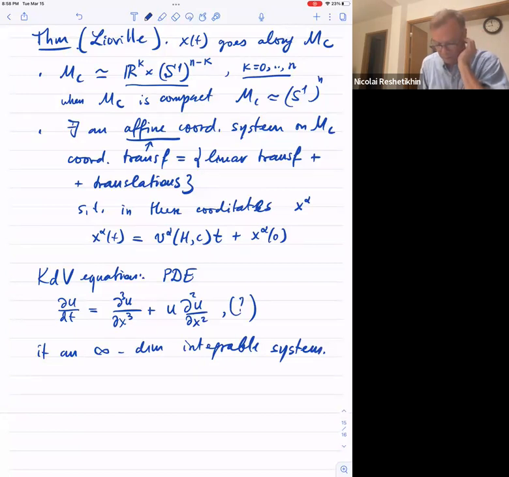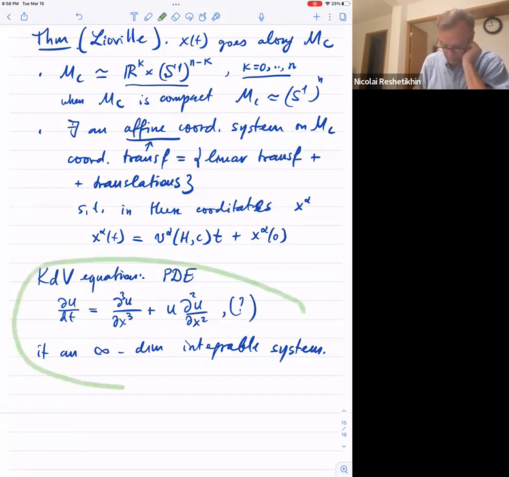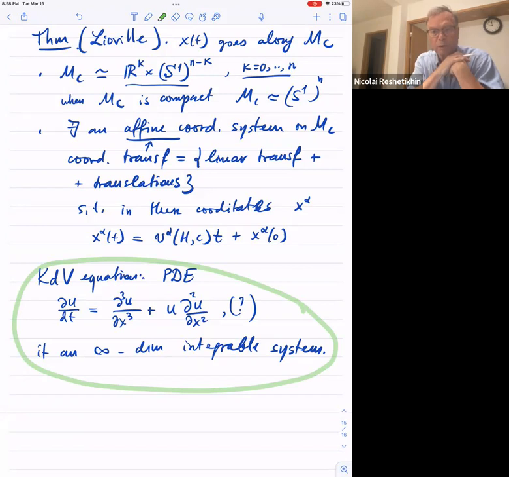It was a remarkable discovery, and there were some stages. Gardner, Green, Kruskal, Miura discovered a certain technology for how to solve it. Then Lax found that it's a Hamiltonian system. And then Faddeev and Zakharov understood that it's an integrable system and constructed all the Hamiltonians.